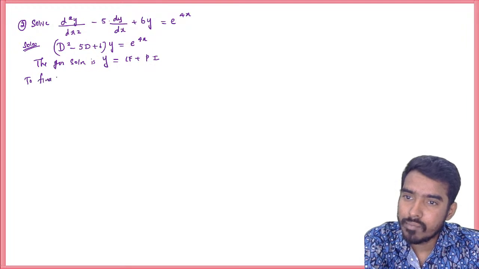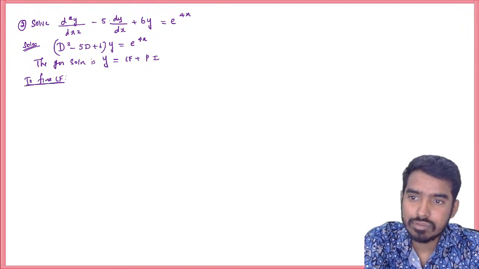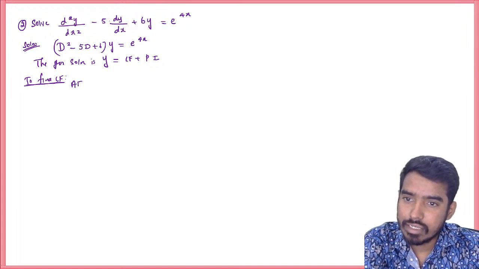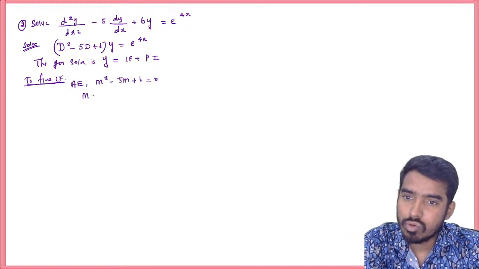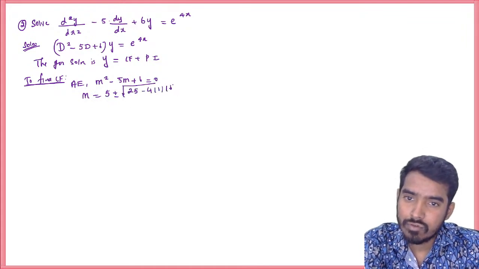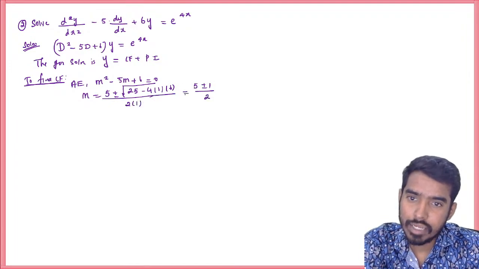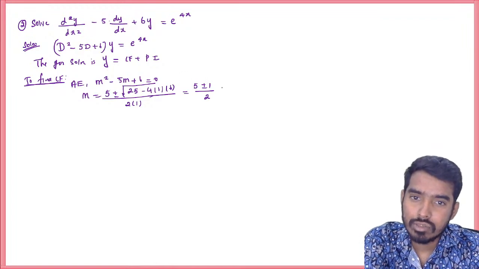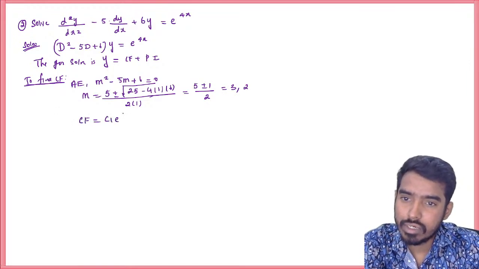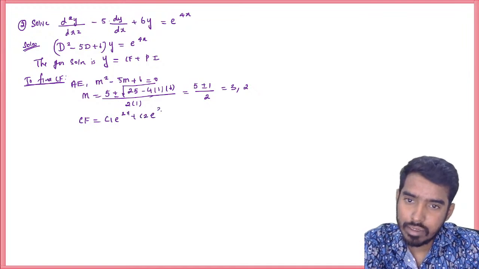To find the CF, in the previous class itself we have solved many problems, so you will have very good knowledge about how to find the CF, right? So what is the auxiliary equation? It is m square minus 5m plus 6 is equal to 0. So the roots are minus b plus or minus root of b square minus 4ac divided by 2a. So this will be 5 plus or minus 1 by 2, right? 25 minus 24 is 1. So 5 plus 1 by 2 is 6 by 2 is 3, and 4 by 2 is 2. So again you can say the roots are real and distinct. Therefore, the complementary function is c1 e power 2x plus c2 e power 3x, right?